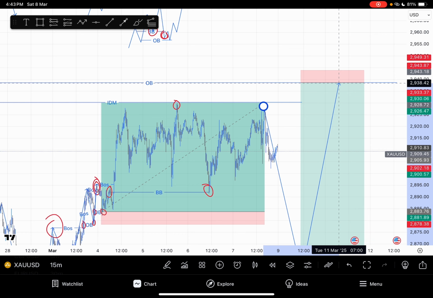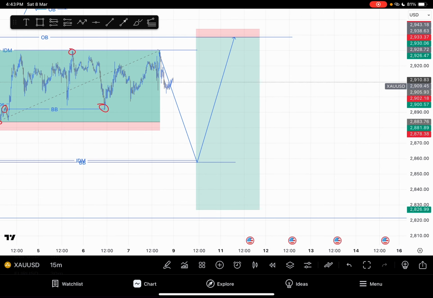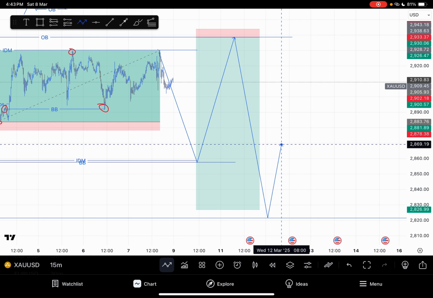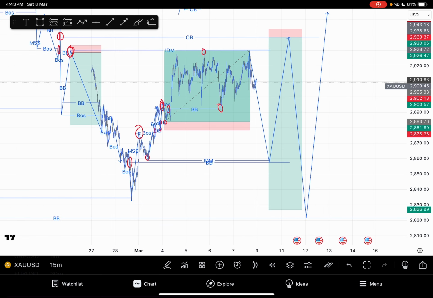coming for this other block. Then final distribution again to the downside, then using that breaker block down for distributing to the upside. So this is what I'm expecting price to do on gold.